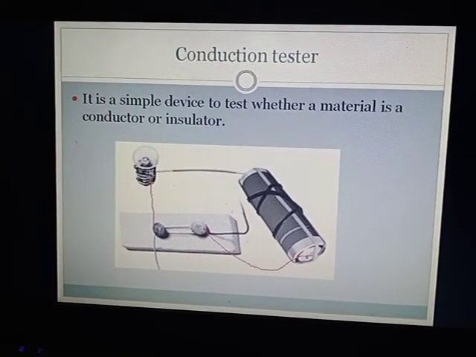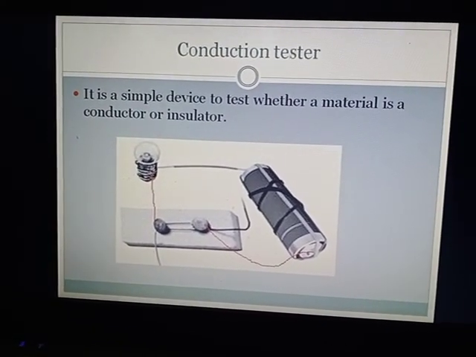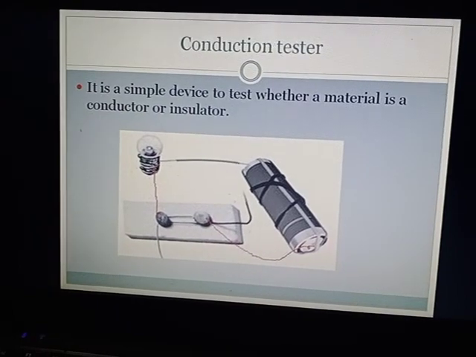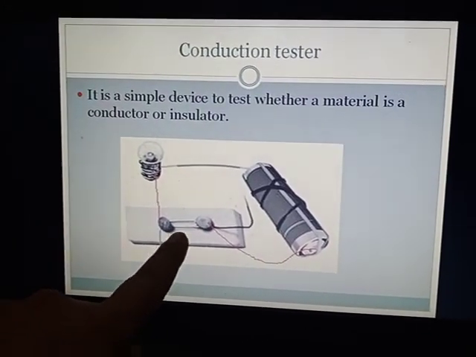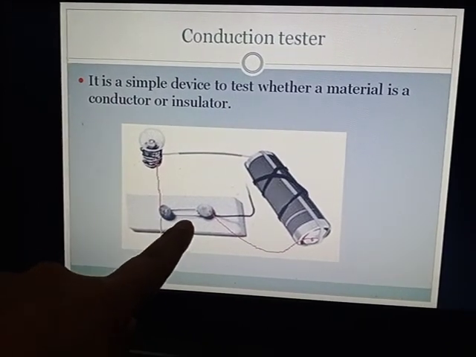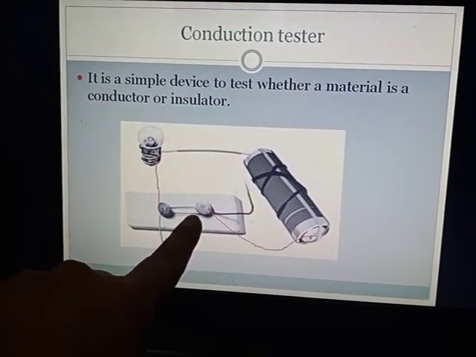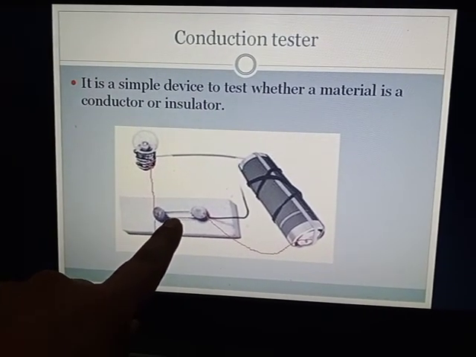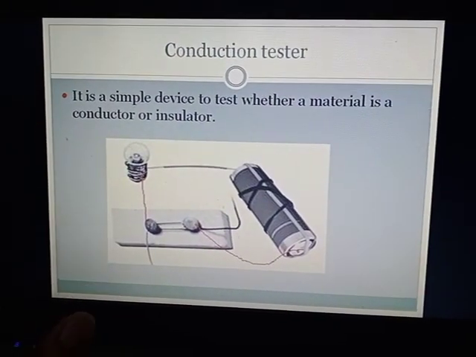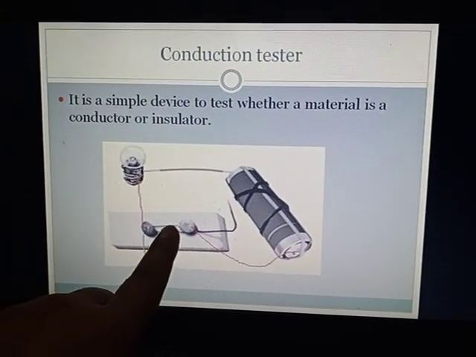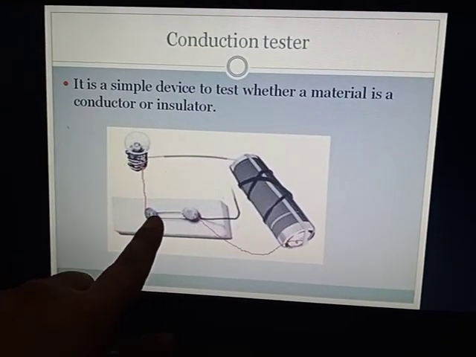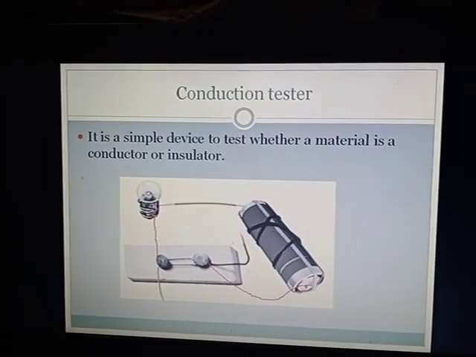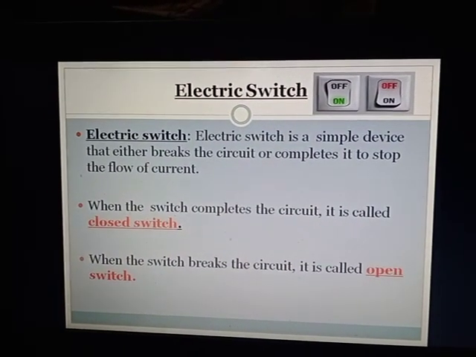Conduction test. It is a simple device to test whether a material is a conductor or an insulator. If I put another material like plastic in place of this safety pin, the circuit is not completed, it gets broken, so the bulb will not glow. If I put the safety pin here, the circuit gets completed because electricity can pass through the conductor, so it will glow.